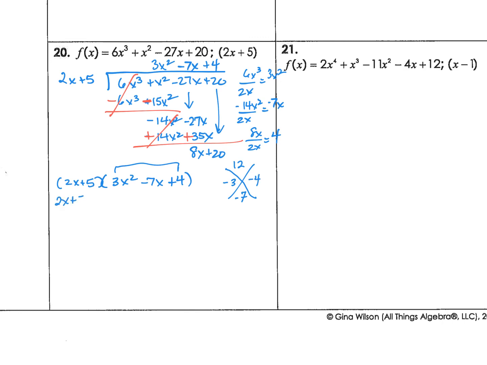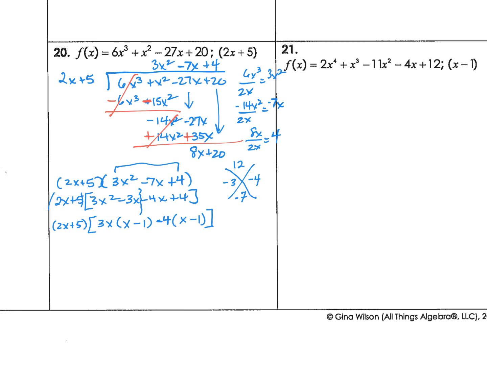So now we have 2x plus 5 times 3x squared minus 3x minus 4x plus 4. All right. This has got all the fun stuff in it. Divide it down the middle. What can we pull out of the first two terms? 3x, right? And we're left with what? X plus 1. What can we pull out of the second two terms? Negative 4. And we're left with x minus, remember we need those to match, right?